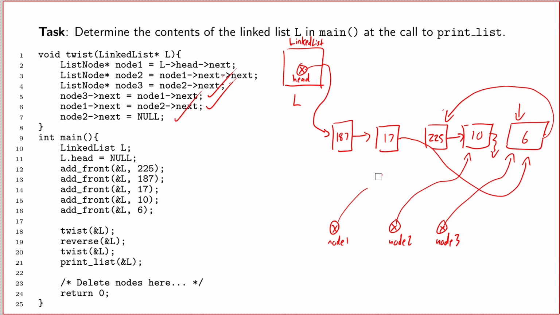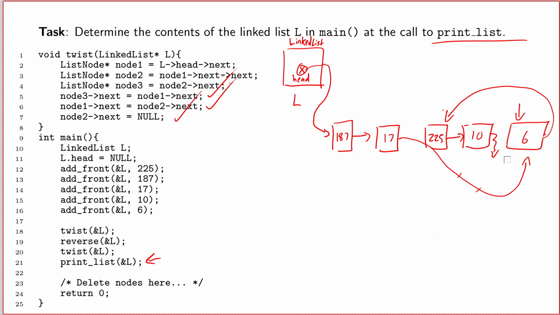So I will erase node 1, node 2, node 3, and then take stock of what I have. I could redraw the list, but the question is, as of the call to print list, in other words, the next line of main, tell me what's in the list. And if you'll notice, the way that it asks on Connix is you have to enter the elements of the list into boxes. So I may actually not need to rewrite the list to figure that out. So what are the elements of the list? There are 5 of them. Okay, so well, let's see. The first one is 187, then 17, then 6, and then 225, and then 10. And so that's it.